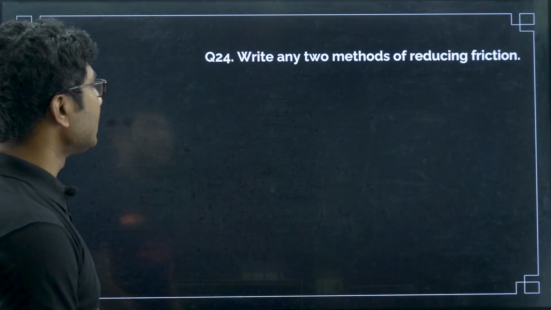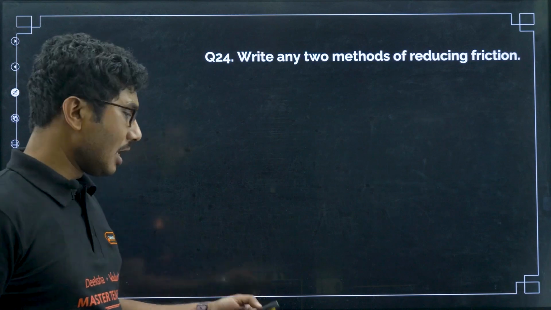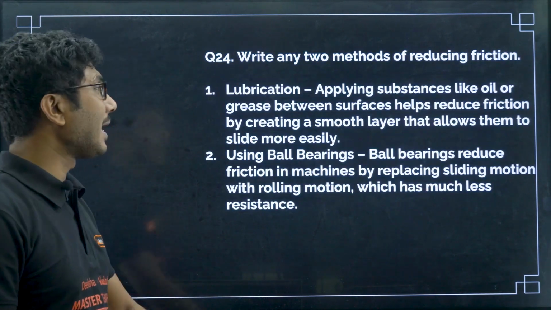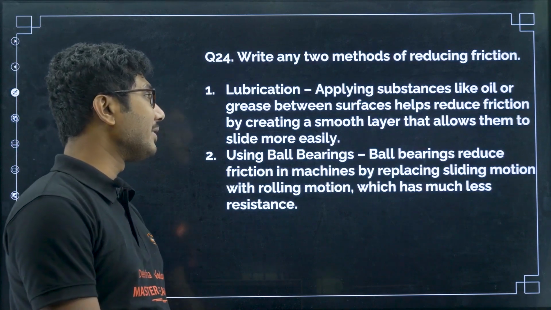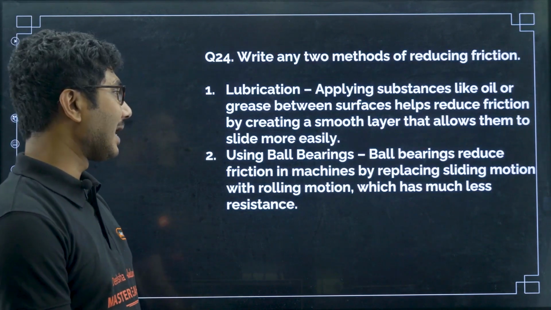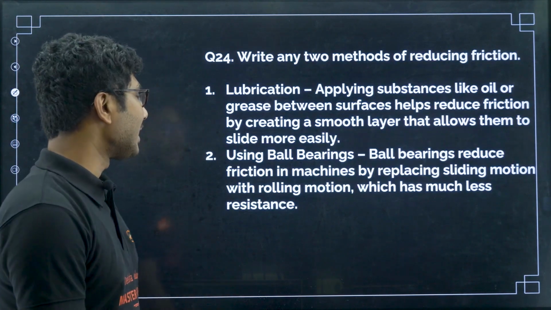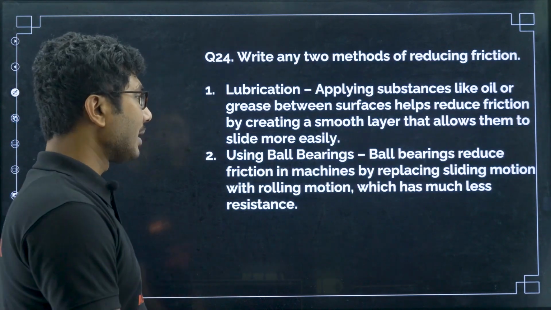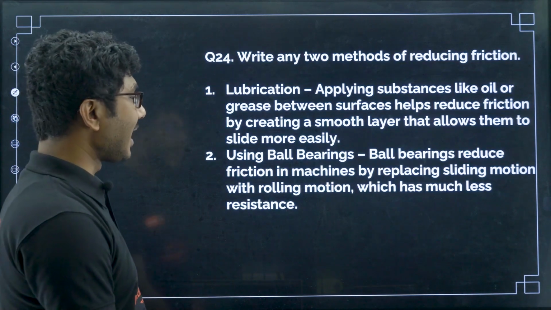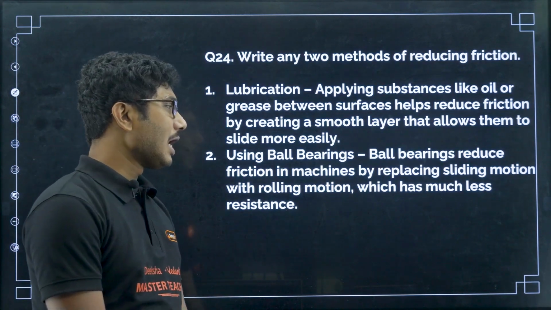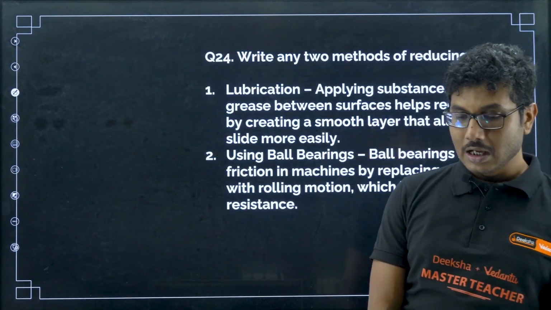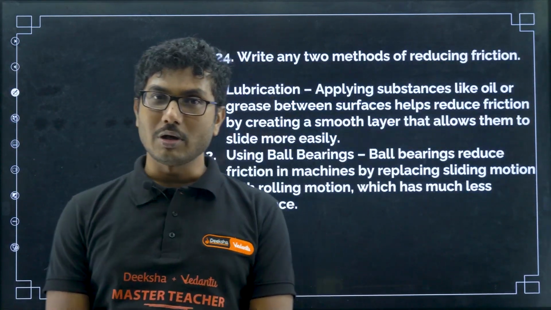Write any two methods of reducing friction. There are mainly 2-3 methods that are given in your books also. Lubrication: applying substances like oil or grease between the surfaces helps to reduce friction by creating a smooth layer that allows them to slide easily. That is one. The second is using ball bearings. Ball bearings reduce friction in machines by replacing the sliding motion with rolling motion, which has much less resistance. So, rolling friction is lesser than that of sliding friction. That is why we use ball bearings to reduce friction.